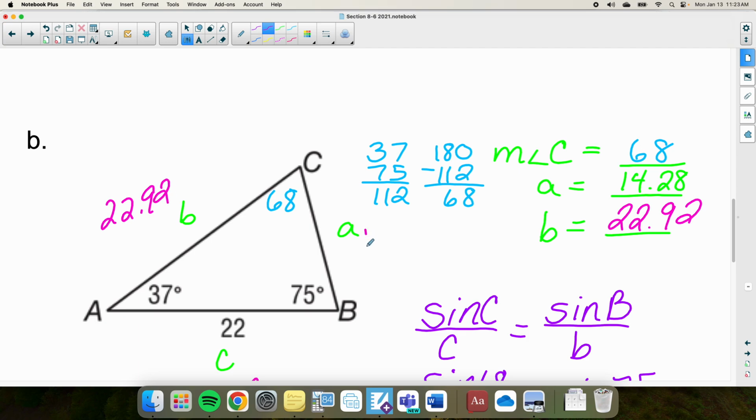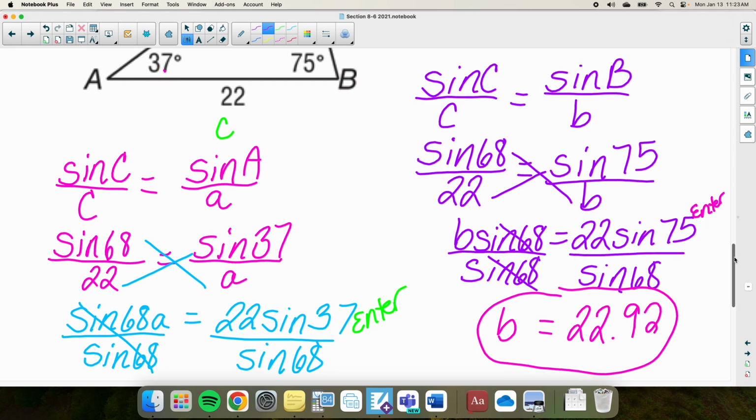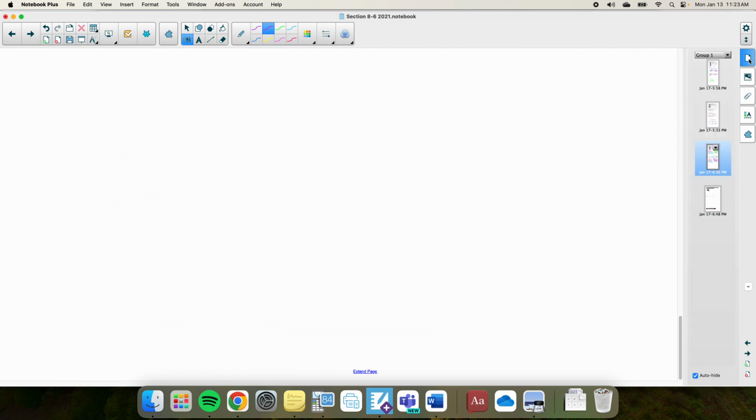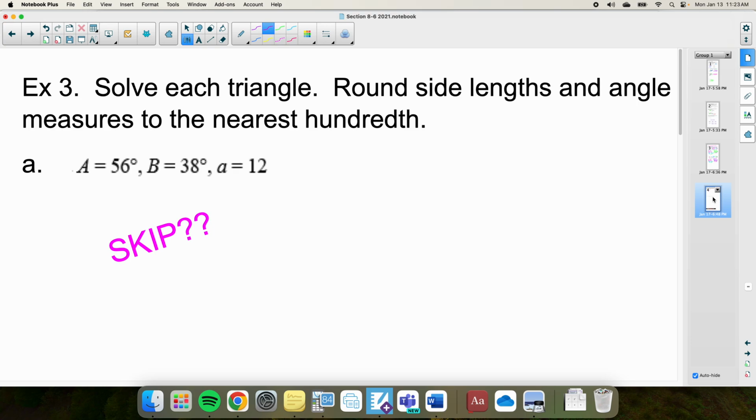You don't have to do this, but you can check. And again, your biggest side should be across your biggest angle. Your littlest side should be across your littlest angle. And you have to show some work. If you have no work, I'm not going to give you much credit.